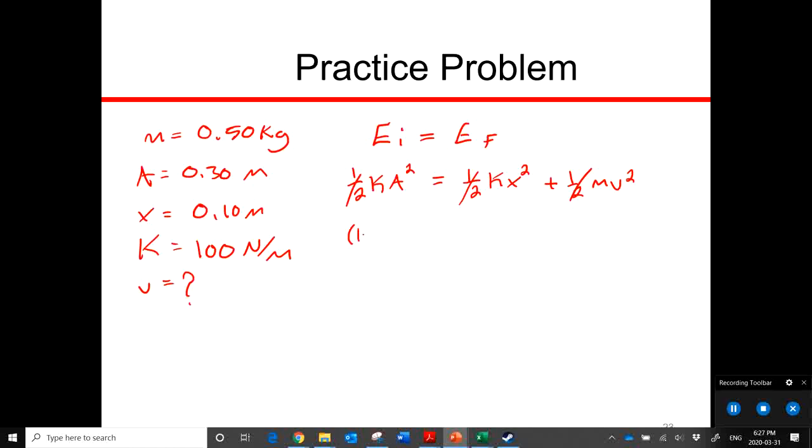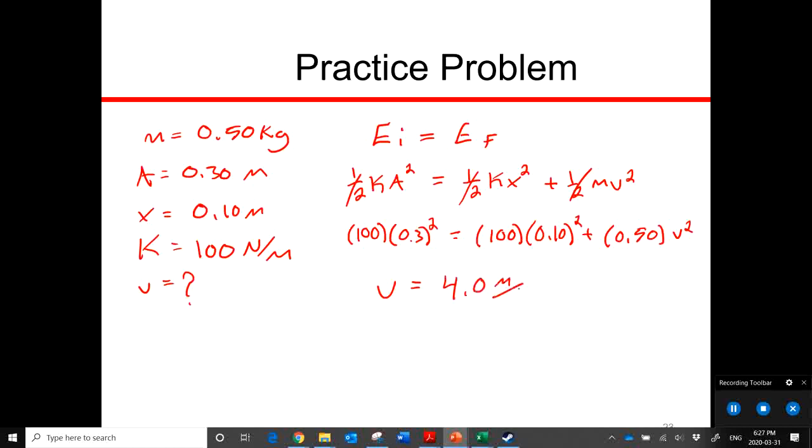So we get 100 times 0.3 squared is equal to 100 times 0.10 squared plus 0.50 times our velocity squared. Okay, after simplifying and rearranging, you'll find that the velocity is equal to 4.0 meters per second as the final answer. Okay, and that actually brings us pretty much to the end of what we're going to learn about springs.